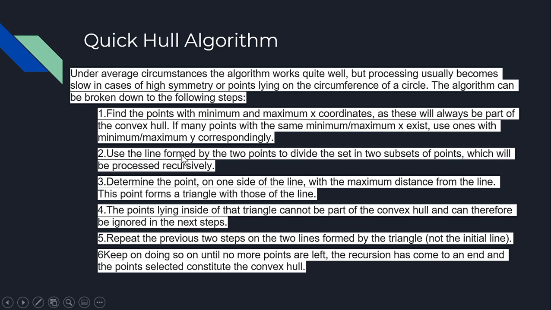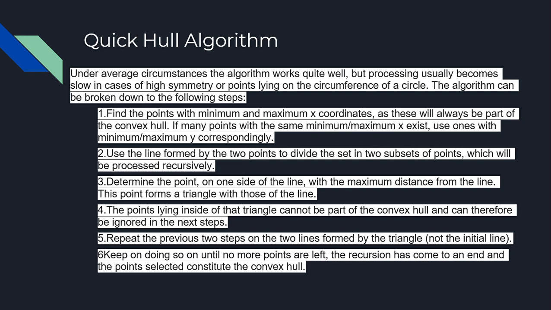Second, use the line formed by these 2 points to divide the set in two subsets of points which will be processed recursively. Third, determine the point on one side of the line with the minimum distance from the line. This point forms a triangle with those of the line. Fourth, the point lying inside of that triangle cannot be part of convex hull and can therefore be ignored in the next steps.